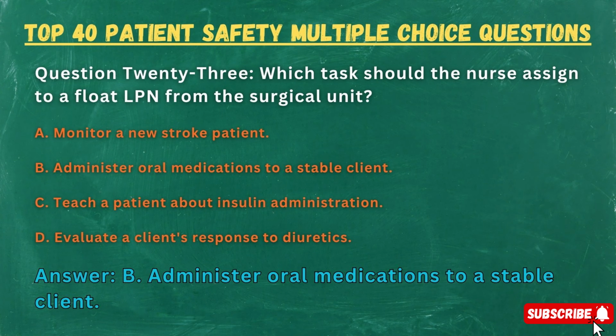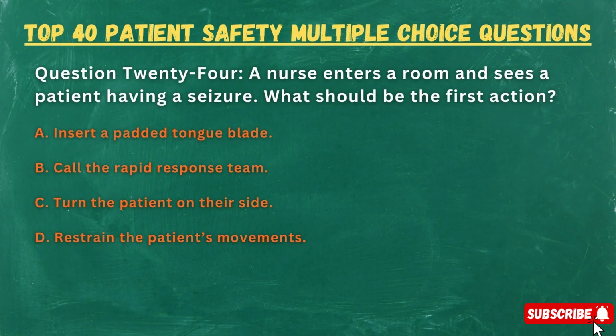Answer. C. Massage the fundus firmly. Question 24. A nurse observes variable decelerations on the fetal monitor. What is the priority action? A. Administer oxygen via face mask. B. Reposition the client. C. Discontinue oxytocin. D. Prepare for cesarean delivery.